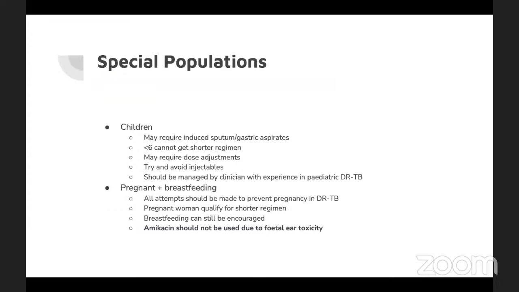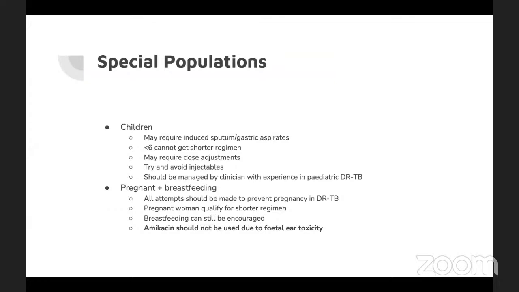Just talking about some special populations. Children may require induced sputum or gastric aspirates, as for normal TB. Children under the age of 6 cannot get the shorter regimen, and they will require dose adjustments. We try and avoid injectables at all times with children, and they should be managed preferably by a clinician with experience in pediatric drug-resistant TB. Speaking on that, children older than 6 years can get the shorter regimen, as well as pregnant women, going on to the next thing, and HIV positive patients with a low CD4.